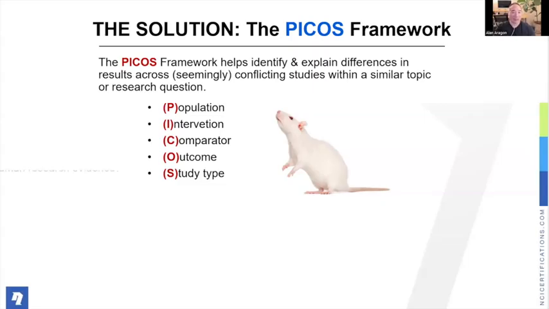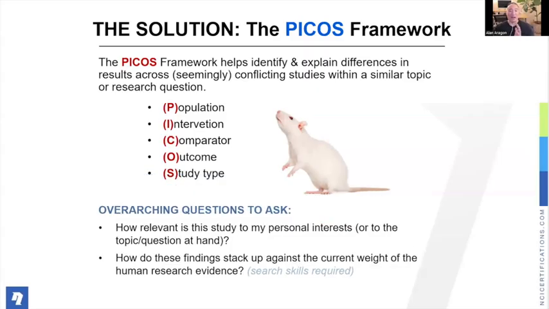So that is PICOS. And just some overarching questions to ask when you're looking at a study and evaluating it. Ask yourself, how relevant is this study to my personal interests? So if somebody's waving a study around in your face, does the study address the topic that we're arguing about? Does this study actually apply to my characteristics? Does it apply to resistance trained, physically active subjects, for example?